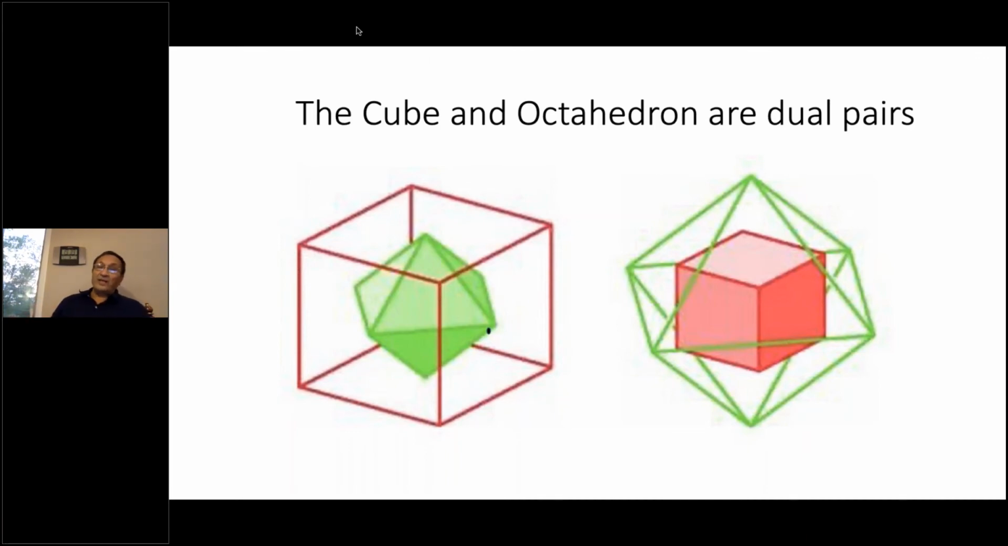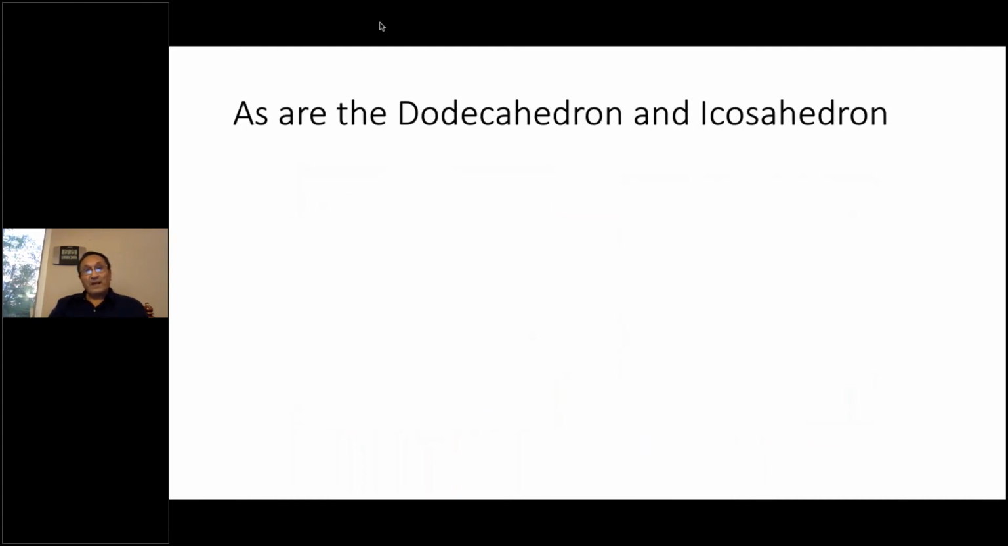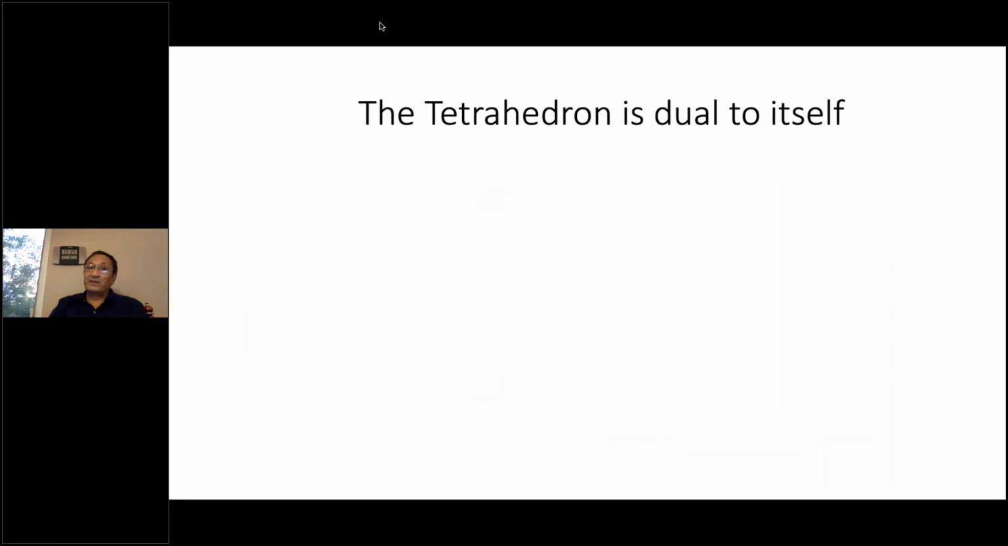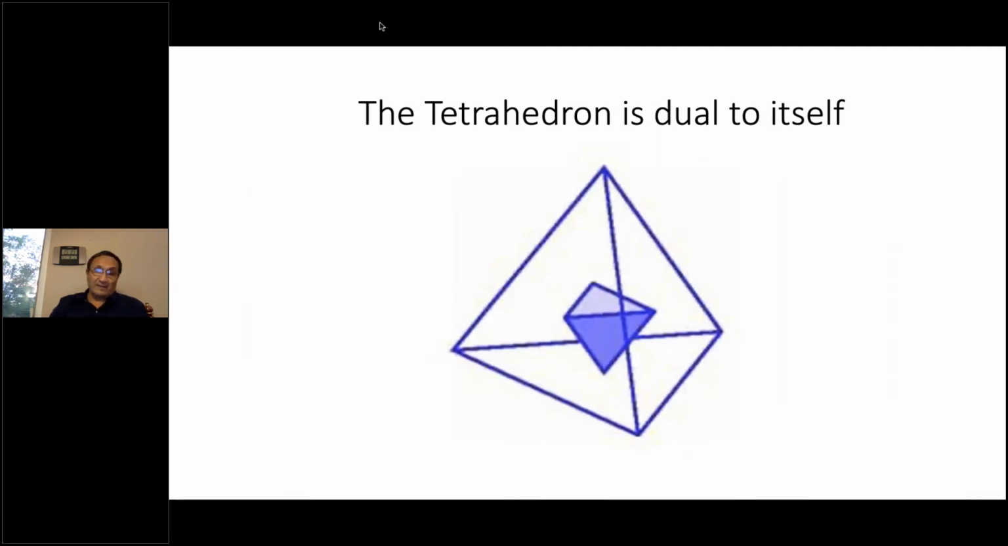Conversely, the octahedron can have an embedded cube inside, if you put a dot on the center of each face and connect the vertices so obtained. So the cube and the octahedron are dual pairs. The icosahedron and the dodecahedron are also dual pairs. And the tetrahedron is dual to itself. So duality is a beautiful property of many things.